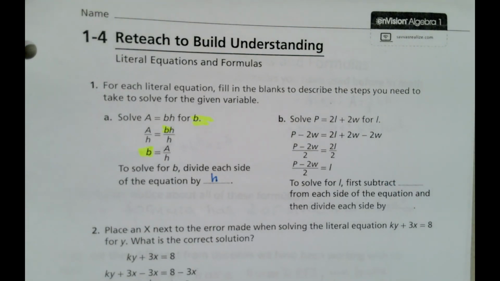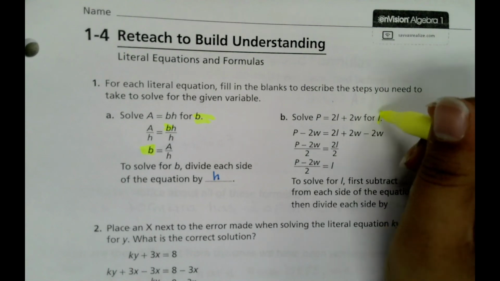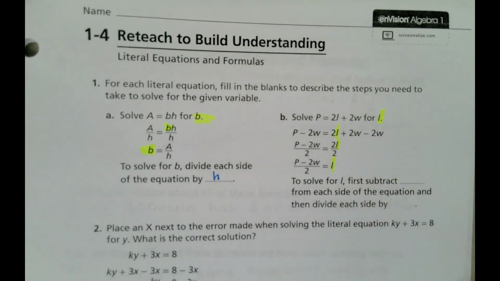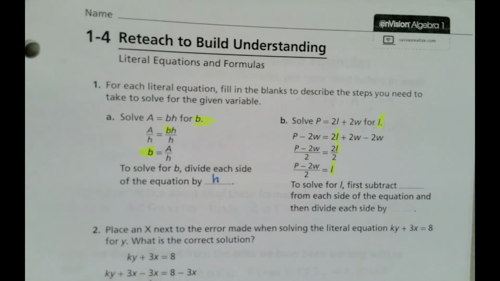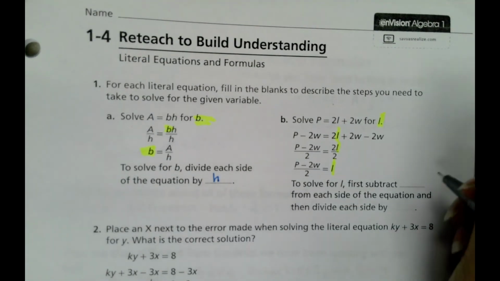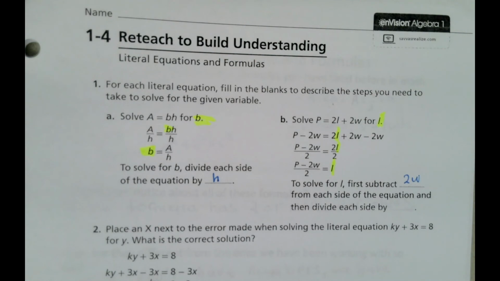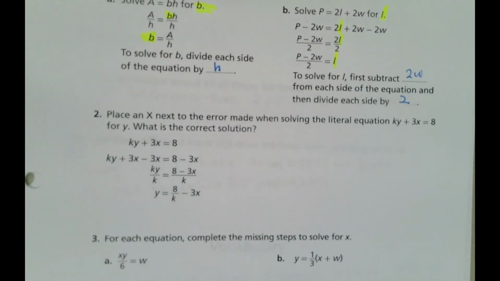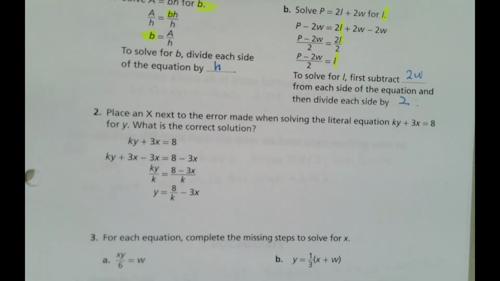Not too bad. So now, what I want you to do is take a quick gander at this equation. We have ky plus 3x equals 8. They want to solve for y. What did they do wrong? Well, I don't see anything wrong with subtracting 3x. That's fine. Then they divided by k. That's fine.